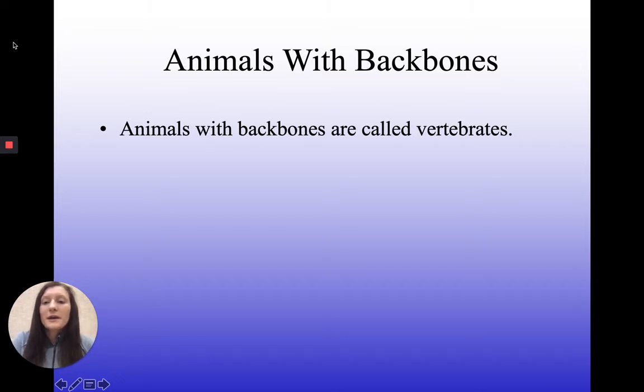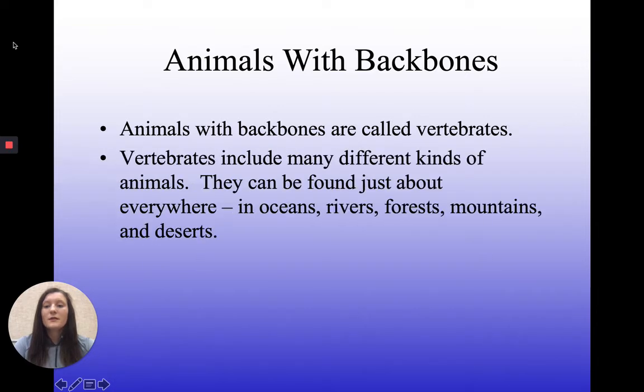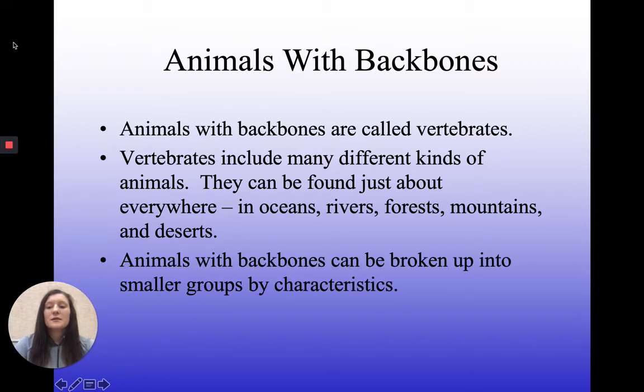So first up, let's talk about what animals with backbones all have in common with each other. First off, animals with backbones are called vertebrates. Vertebrates include many different kinds of animals, so they can be found just about everywhere. You can find these animals in oceans, rivers, forests, mountains, and deserts. Animals with backbones can be broken up into smaller groups by their characteristics.